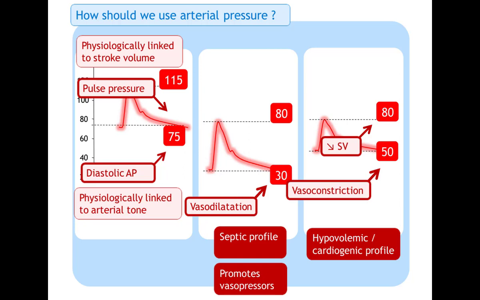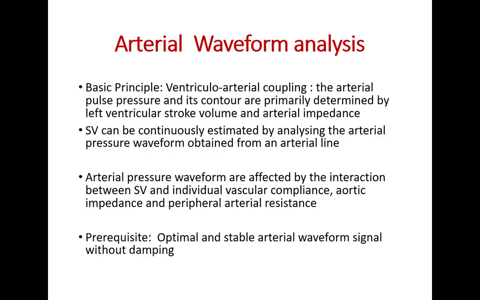On the other hand, in a vasoconstriction, the difference between this and this, the diastolic pressure becomes higher. So the pulse pressure is very narrow. So obviously the arterial waveform also becomes a bit smaller as compared to this. So in hypovolemic shock, you have this kind of a vasoconstricted state, you have this kind of a waveform.